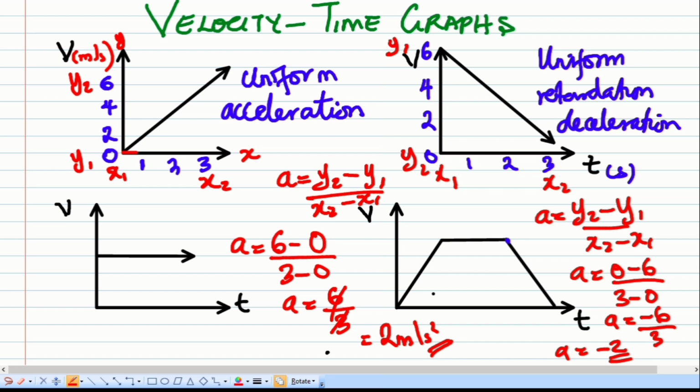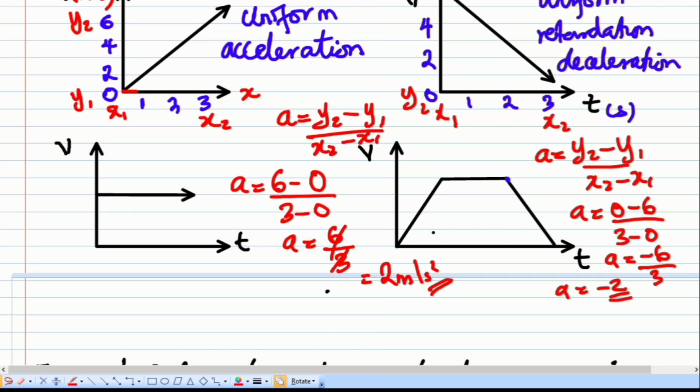So if you see the slope going up, it means it's speeding up, and that's uniform acceleration. When it's going down, it's uniform retardation. Okay. So what of this third graph? What's happening there? For this third graph, since I've been using 6, let's say that the speed there is 6 meters per second.